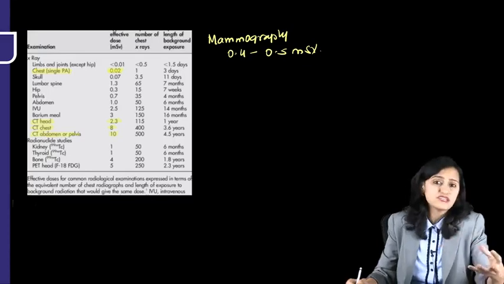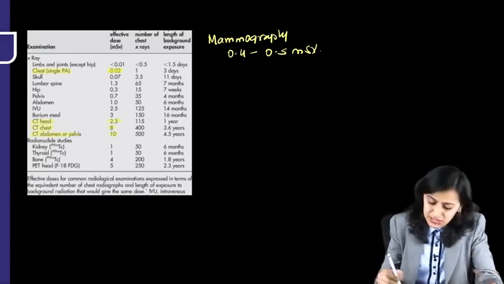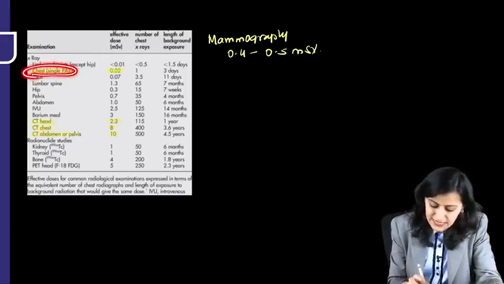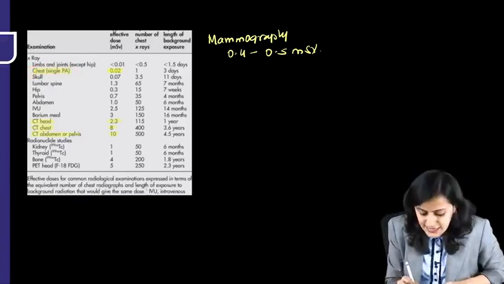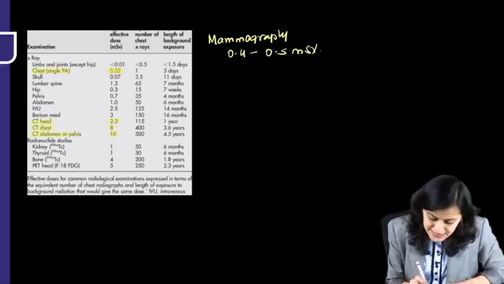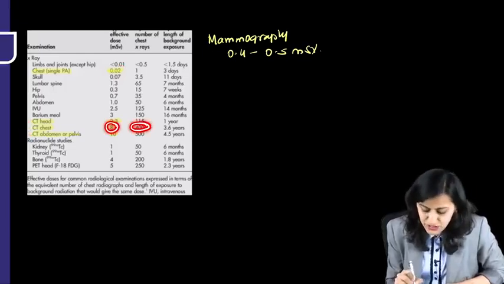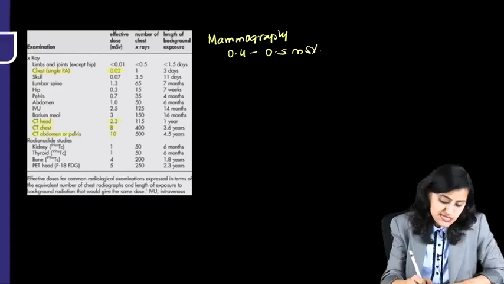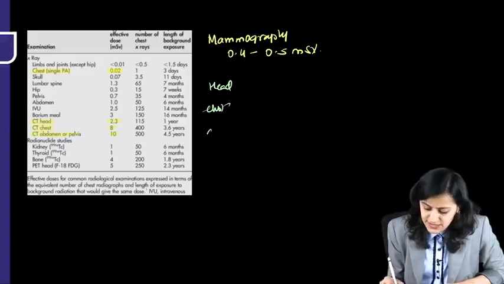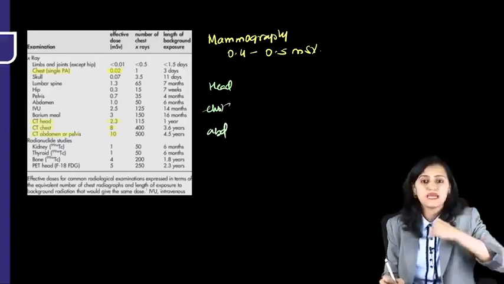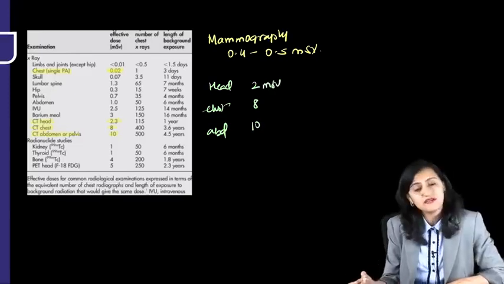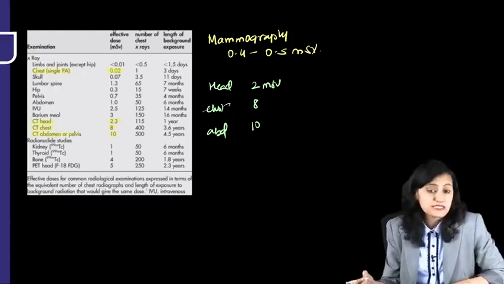So how much radiation do we get in a particular investigation? How much do we get in one chest X-ray? Look at this, one single PA view of the chest X-ray is 0.02 millisieverts, and CT chest is 8 millisieverts, which is approximately equal to 400 chest X-rays. For the CT scan, going from above down, head, chest, abdomen, remember it is 2, 8, 10. So it is 2 millisieverts, 8 millisieverts and 10 millisieverts. Abdomen has the maximum radiation exposure.